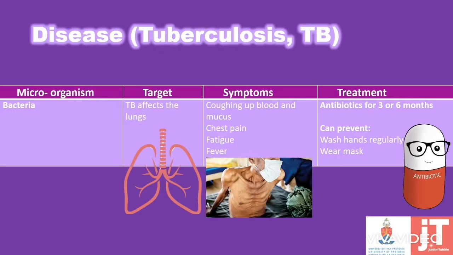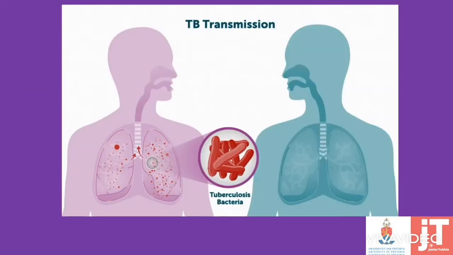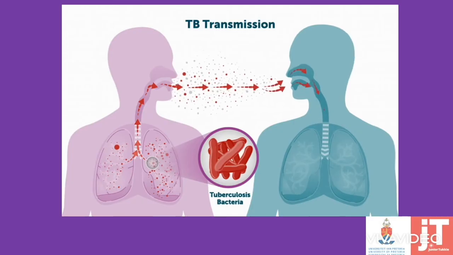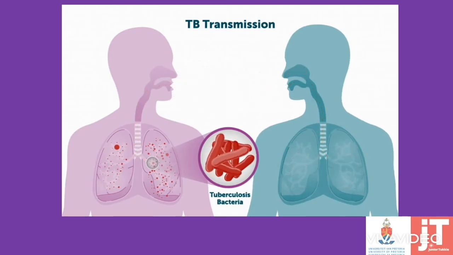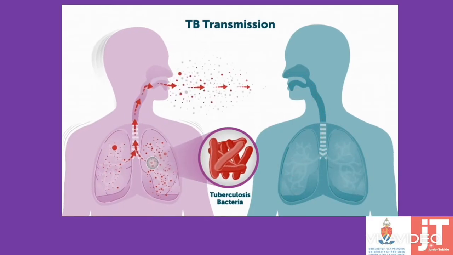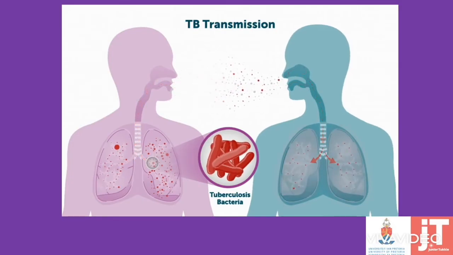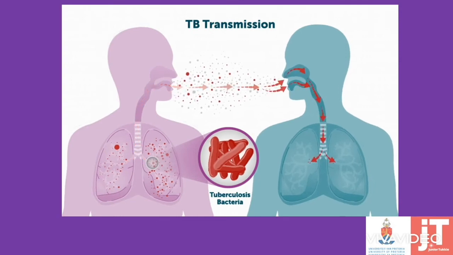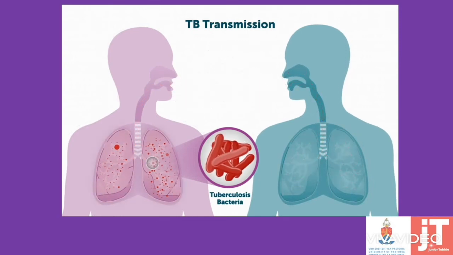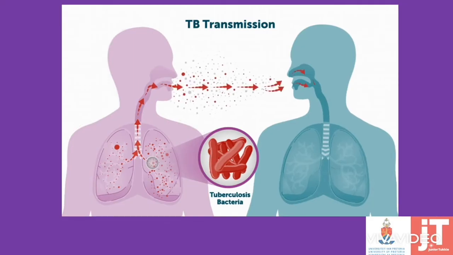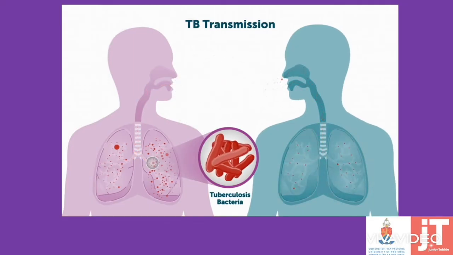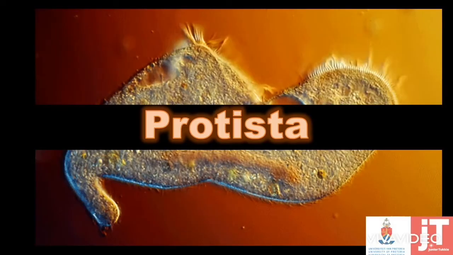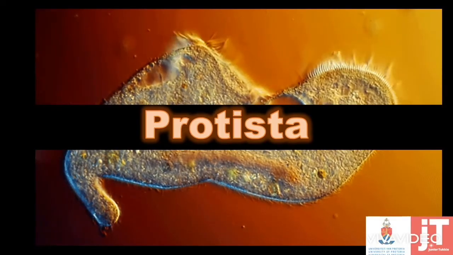Let's have a look how this disease can be transmitted from one person to another. The infected person, like the one on your left, the TB will be located in the lungs. When the person sneezes or coughs, the bacteria will enter the mucus and it will be transferred through the cough or the sneeze. Then this mucus droplet will be inhaled by the next person. This is known as an airborne disease. So let's have a look at Protista, also known as protozoa.